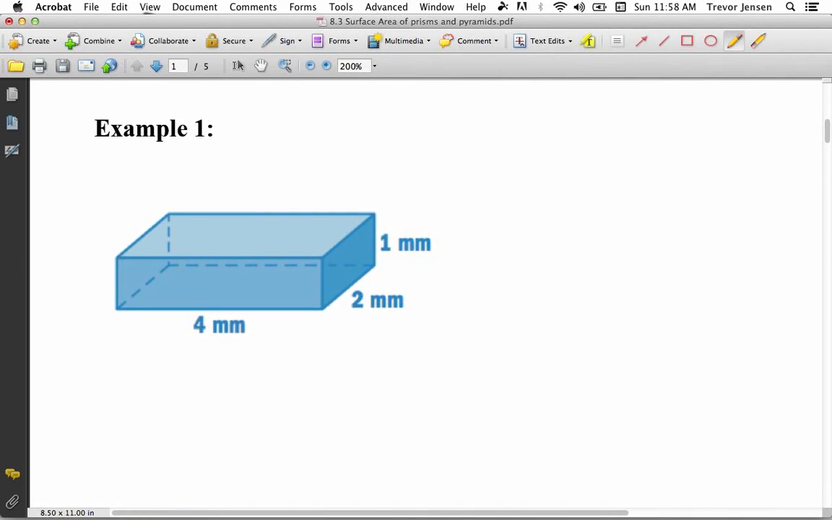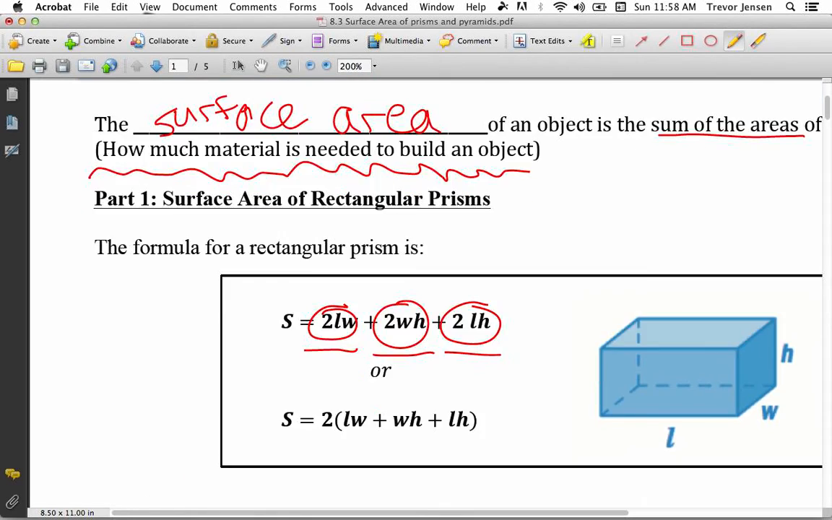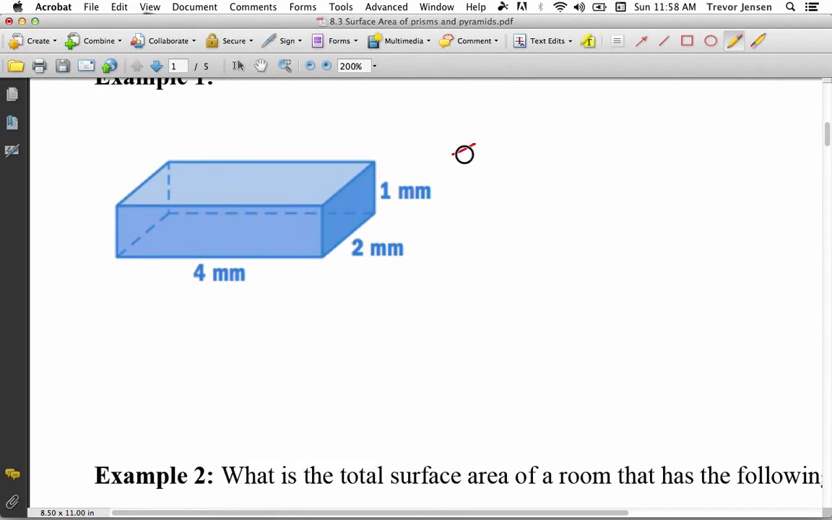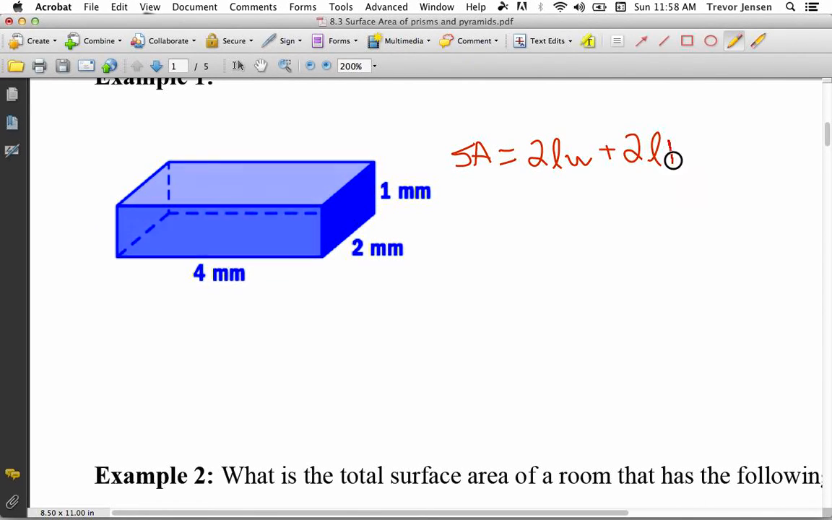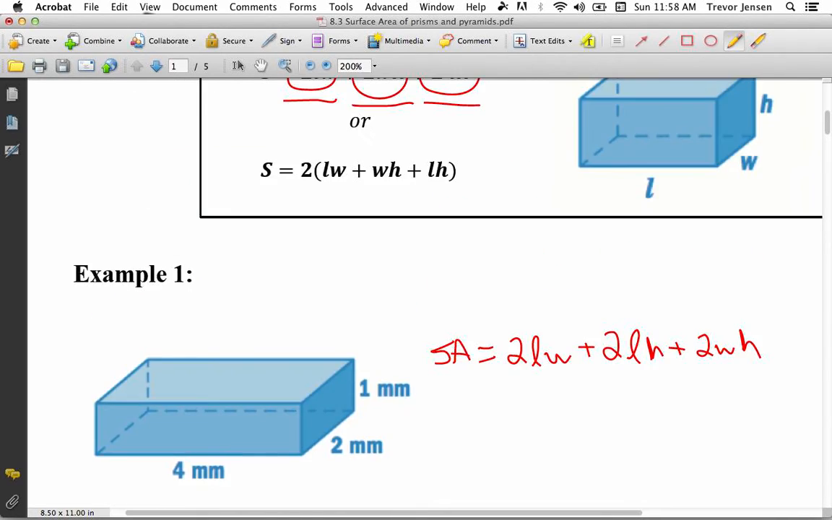So let's practice one. If I want you to find the surface area of this rectangular prism, what I need to do is find the area of each of the sides of this prism and add them together. We have a formula that takes care of that. The surface area, I'll use SA for short, of a rectangular prism is 2 times L times W plus 2 times L times H plus 2 times W times H. Okay?